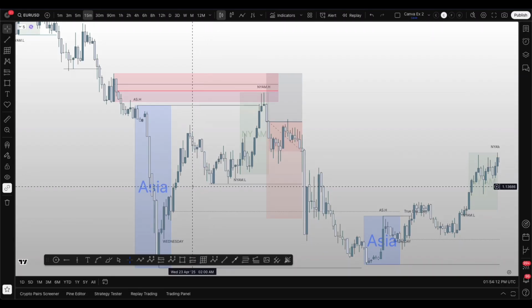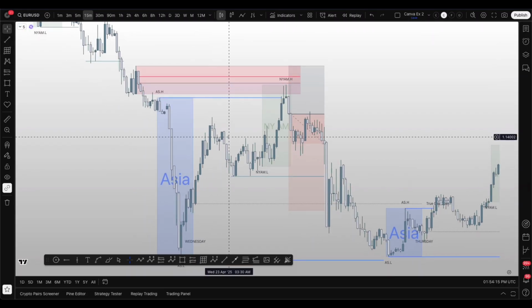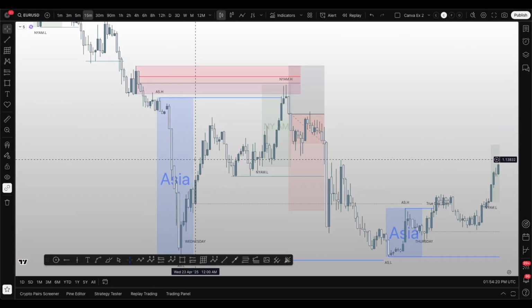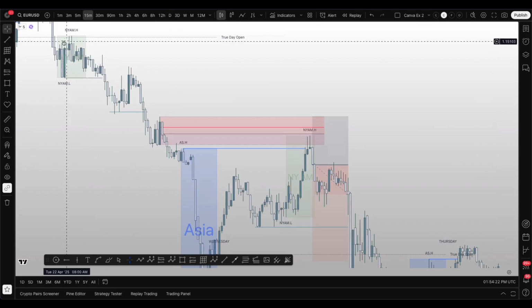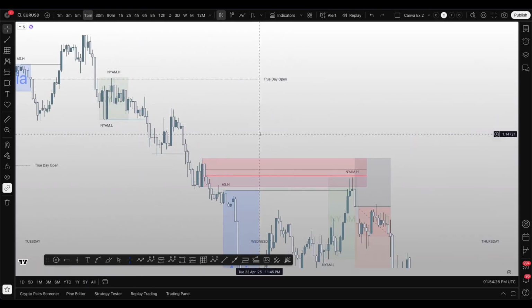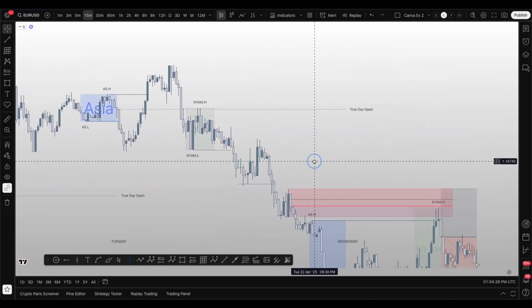But again, I know I'm repeating myself. Make sure that the previous session wasn't consolidating as badly, or make sure that you have clear market structure the previous days, or just overall, right? Overall, we have some pretty good market structure.